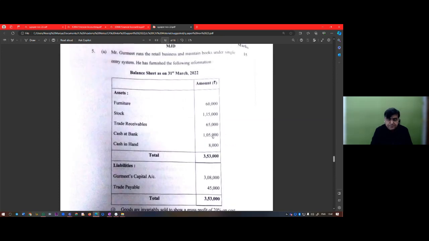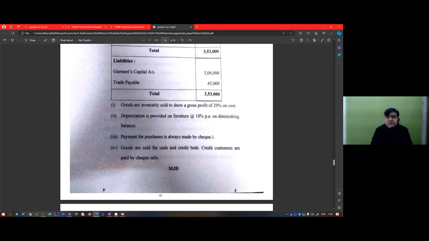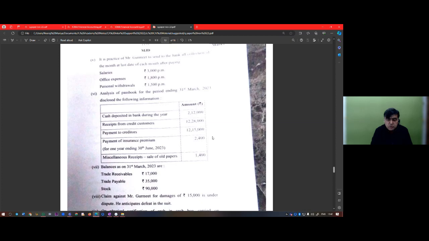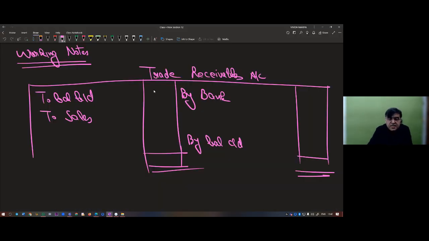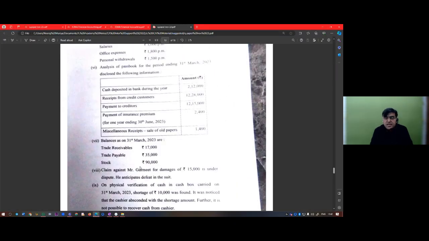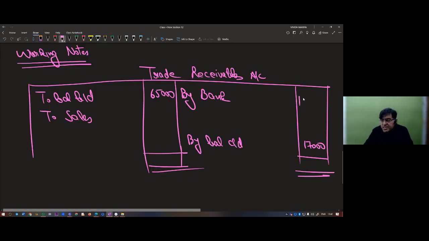17,000, 65,000, 17,000, 65,000. And collection from debtors is received from 1228,000. So 1228,000.